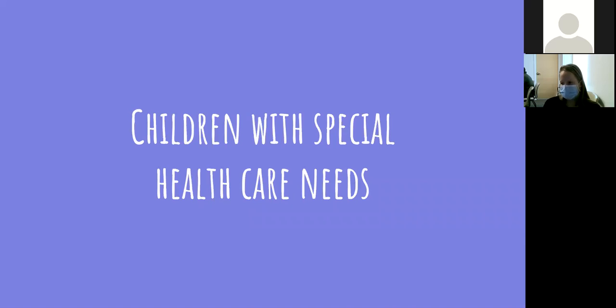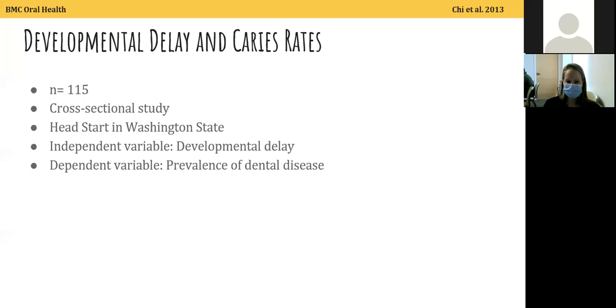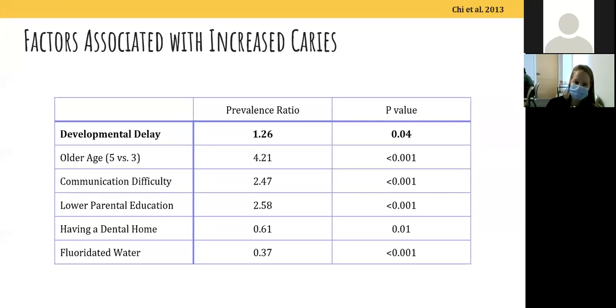The final group I wanted to review are children with special health care needs. Just like immigrants, this is a very heterogeneous group, so I wanted to highlight a few specific diagnoses. This paper was published in BMC Oral Health in 2013, and it looked at a bunch of different factors in the prevalence of dental disease. It looked at about 100 kids in Head Start programs across Washington state, and they specifically wanted to look at whether developmental delay was associated with a higher rate of dental disease. And they found that this was in fact significantly true.